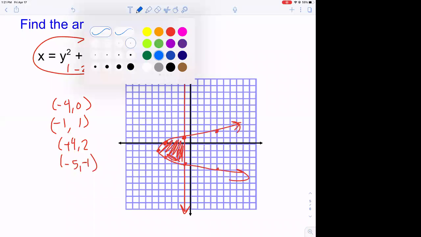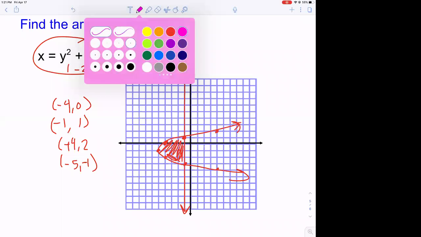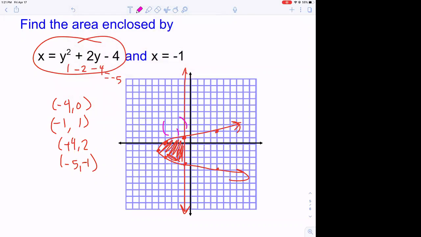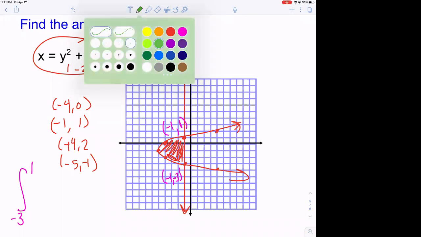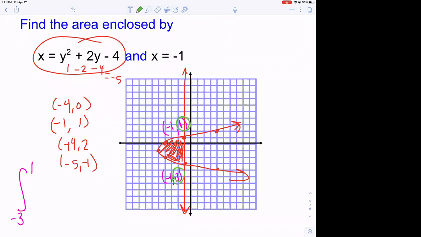So y integration would be this point right here is the point (-1, 1). And this point down here is the point (-1, -3). But if we're doing y integration, that means we got to look at it sideways and do the integral from -3 to 1, right? So -3 is the y on the bottom, it's shown right here. 1 is the y on the top, and then we do top minus bottom. But if you're looking at it with your head tilted to the right, the line x equals -1 is on top, and subtract out the parabola, which is y squared plus 2y minus 4.